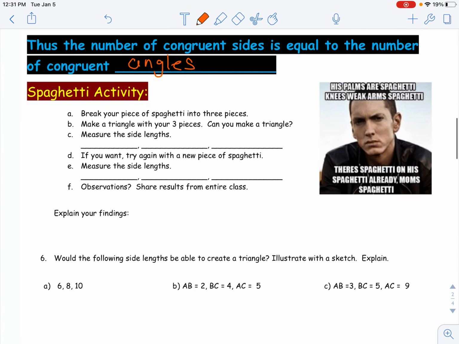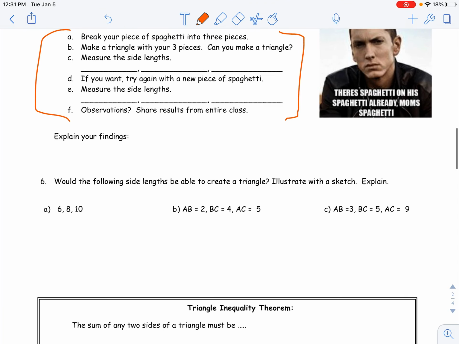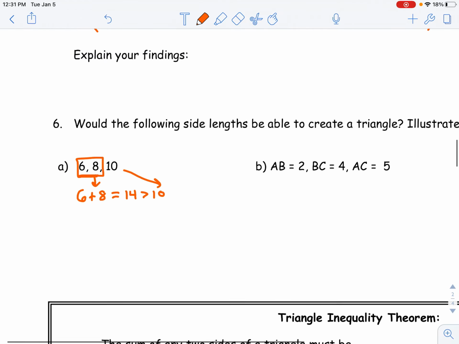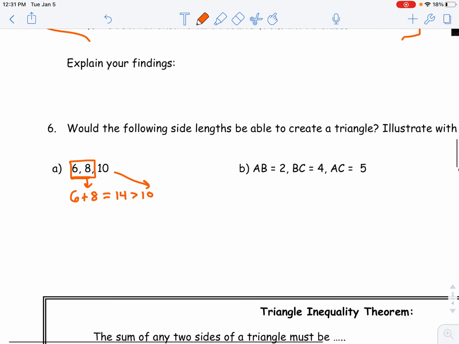All right, so the spaghetti activity up here, it's okay if you don't necessarily write anything down for here. Maybe you wrote down my numbers. That's fine. But let's test this out really fast. So again, let's always just focus on the two smaller sides. We're going to condense some work. But 6 and 8 are the smaller two sides. Let's add them together. That equals 14, which is bigger than the third remaining side, which is 10. All right, so according to our spaghetti activity, that's good. We get a triangle.